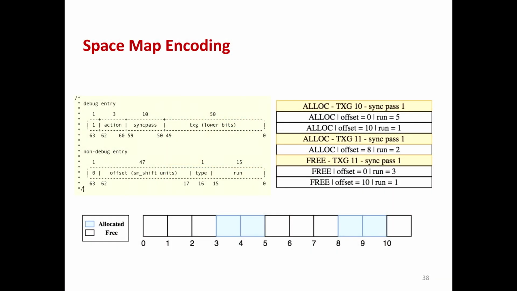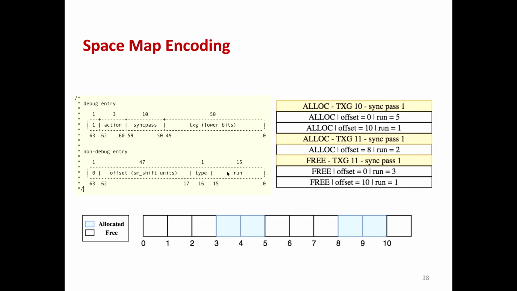Specifically, I want to talk about the current spacemap encoding, and I also brought the picture from the previous slides to emphasize that each spacemap entry has some more fields. You can see on this bright yellow here, we have a debug entry where we have the action, we allocated some space, the sync pass, and the transaction group. And on the white background, we have the non-debug entries. We distinguish them with this 1 and 0 right here, where we're saying from which offset does this allocation or free start, and what's the length of it in terms of how big that segment is. That's what the run means right here.